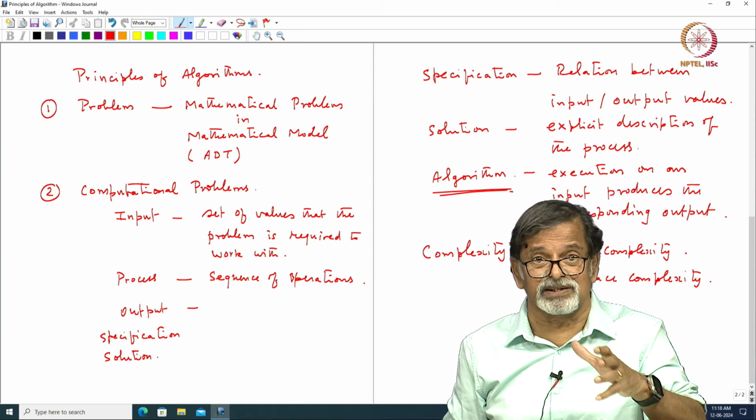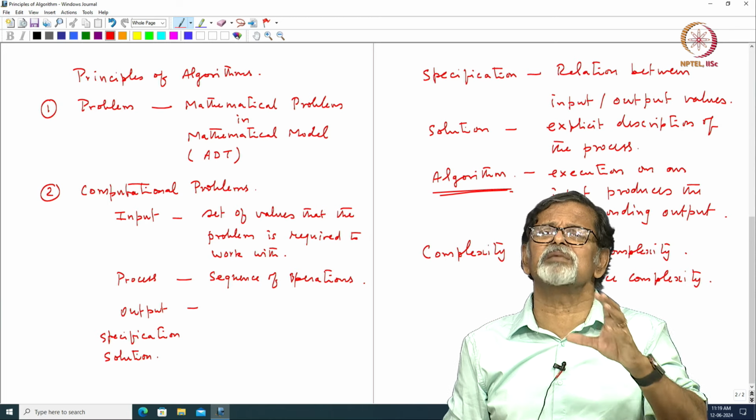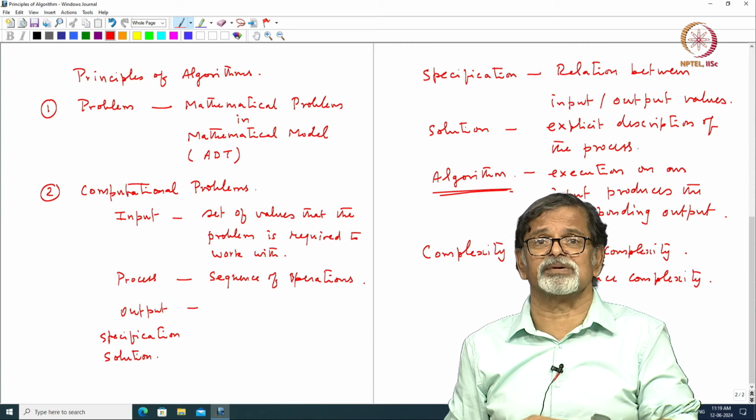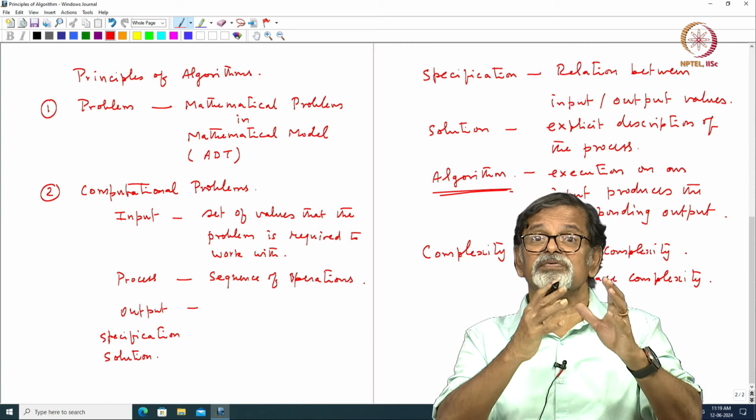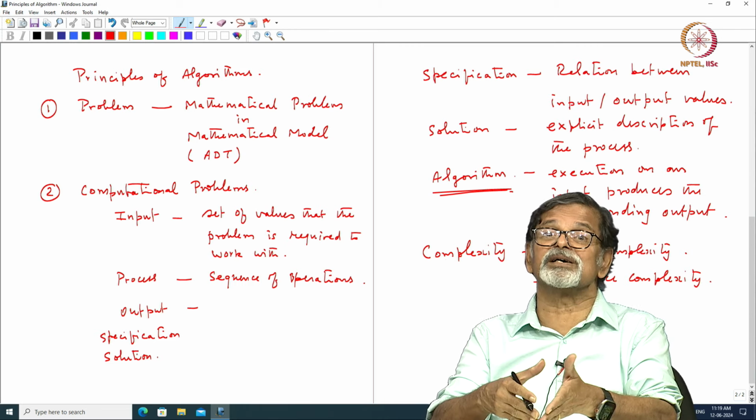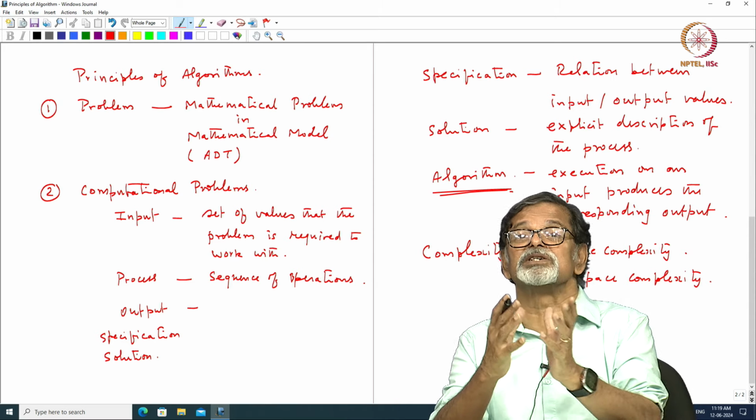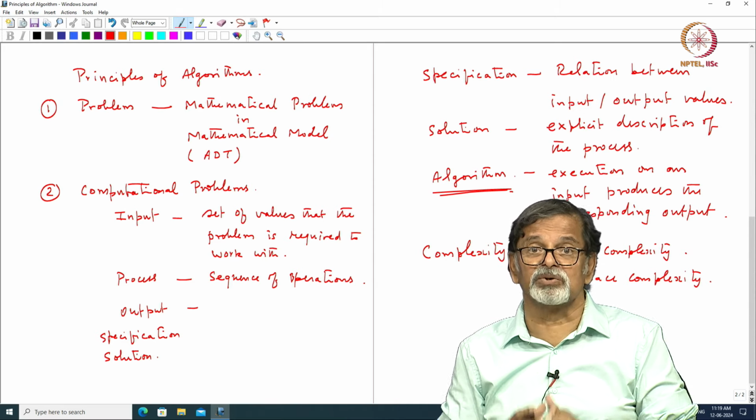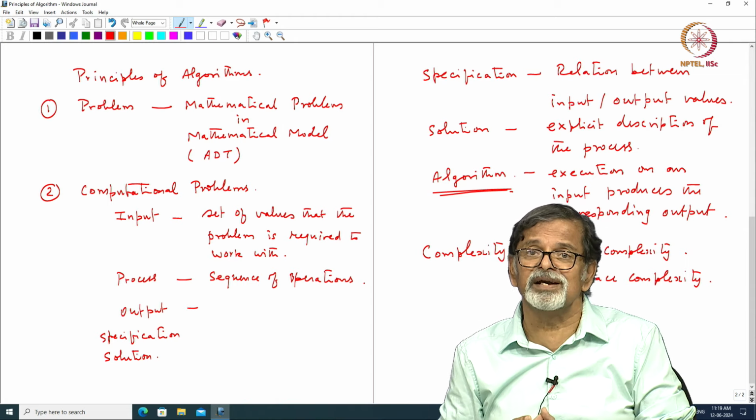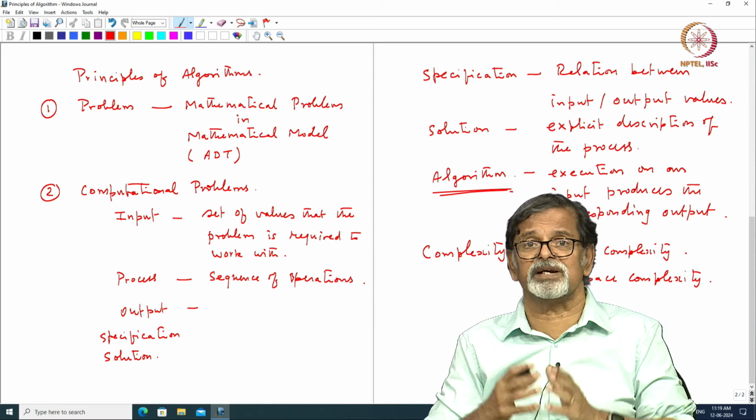The time complexity, for example, if time is the resource you are focusing on, should be as small as possible. So, your notion of efficiency of an algorithm is related to the complexity of the process, how much resource it consumes. You focus on a resource and you define your efficiency in terms of the resource consumption, how much time it takes.